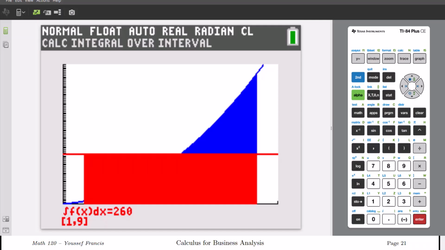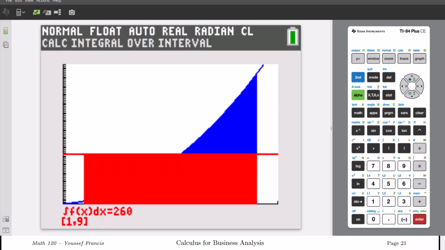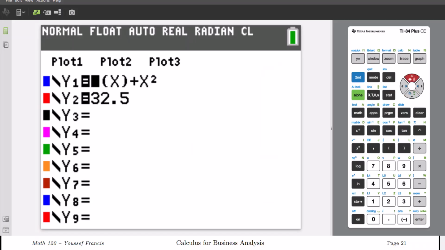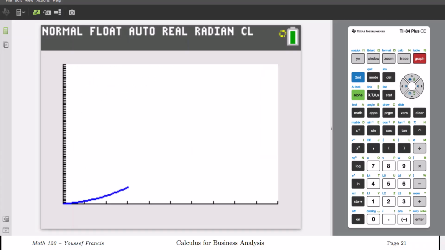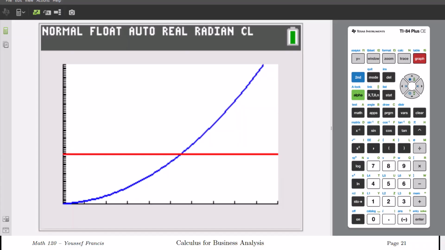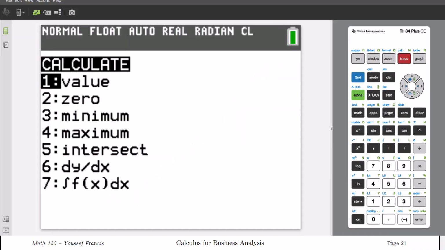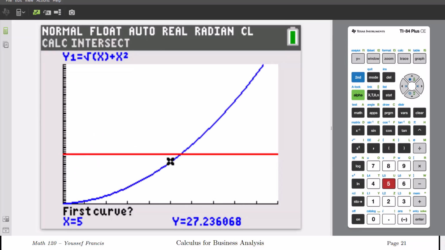Now what I'd like to know is the intersection point. Where does the red line cross the original red curve? So this line and this curve have some kind of intersection. So where is the intersection happening? So let's draw them without all the extra shading. To know where the intersection is, we can use the calculate again and select option number 5 for intersect. Option number 5 basically allows me to find the intersection of two curves.